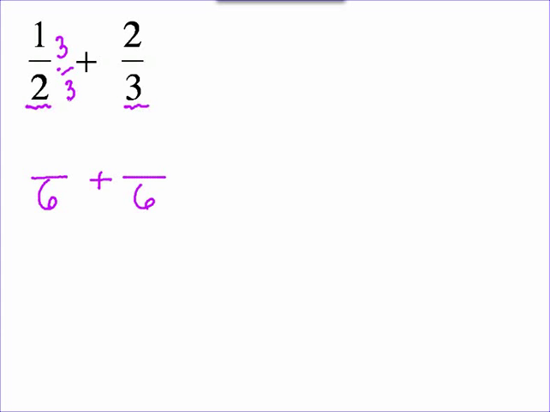Then I take 2 times 3, I get 6. 1 times 3, I get 3. I need to think, what times 3 gives me 6? 2. So I'm going to multiply this by 2 over 2. 2 times 2 is 4. 3 times 2 is 6. So now I can add those as I did in the problem before. I'm going to add numerators only, and I get 7 over 6.